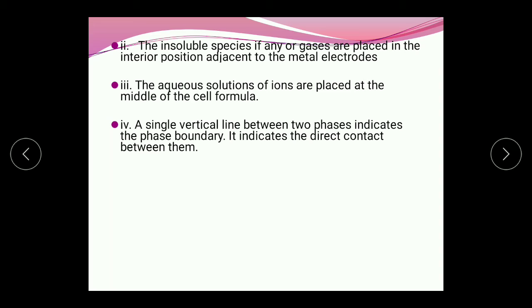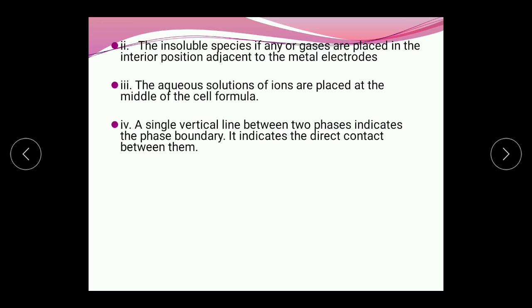Next condition. A single vertical line between two phases indicates the phase boundary. It indicates the direct contact between them. What exactly does it mean? For example, again I am taking the same example. If zinc is dipped in the solution of zinc ions, that is zinc dipped in ZnSO4, at that time we should separate Zn and Zn plus 2 by a single vertical line. That means Zn, single vertical line, and Zn plus 2. You have to write like this.